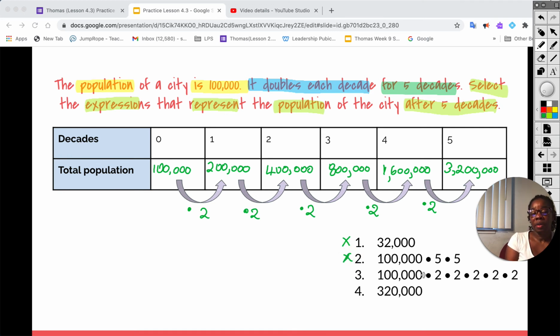In the third option, we have 100,000 multiplied by 2, and that 2 is multiplied by itself 5 times. And because we notice the repeated multiplication here, this is the one that represents the situation that is shown.